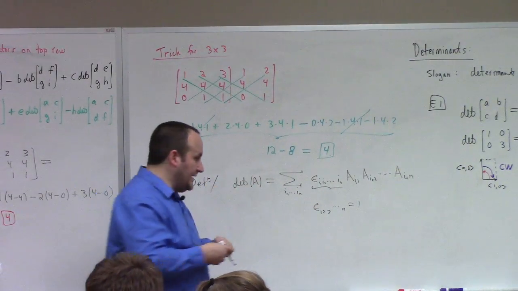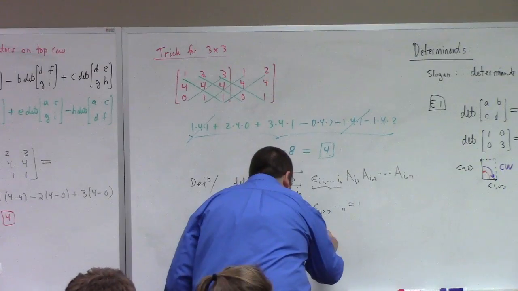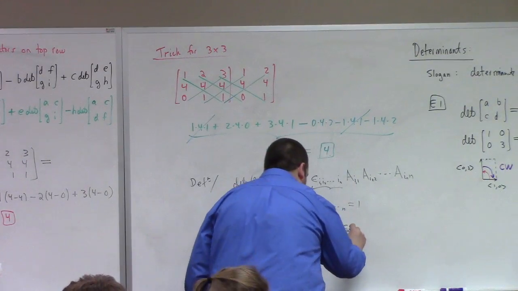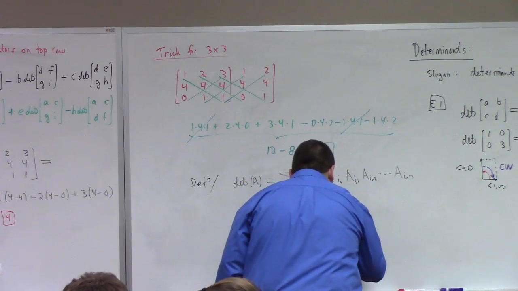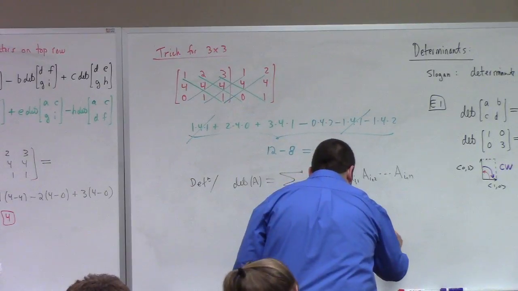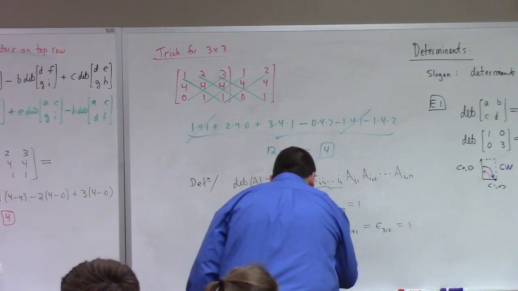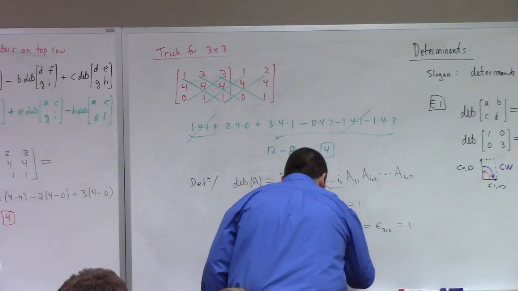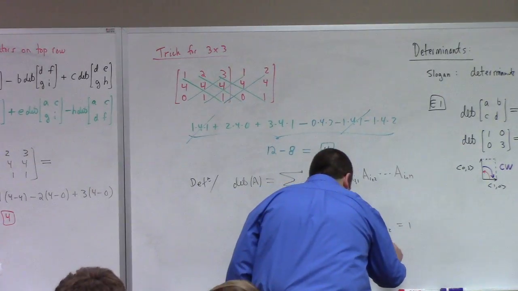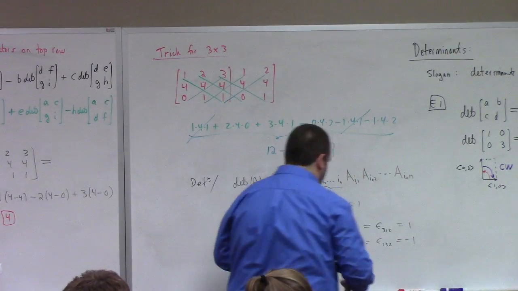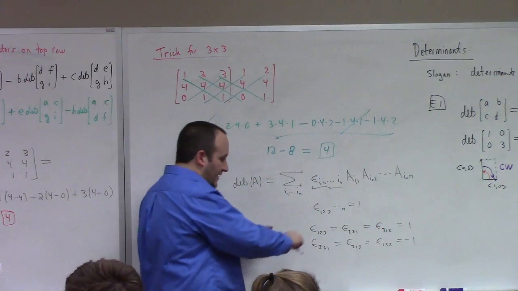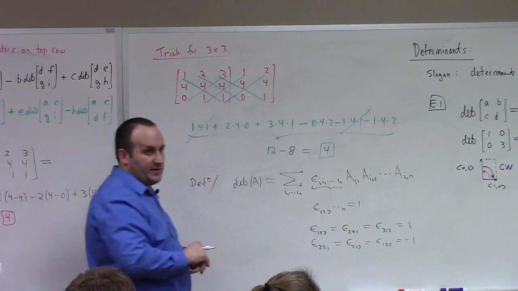So for n equals 3, you get epsilon 1, 2, 3 equals epsilon 2, 3, 1 equals epsilon 3, 1, 2, versus epsilon 3, 2, 1 equals epsilon 2, 1, 3 equals epsilon 1, 3, 2 equals minus 1. These are the 3 positive terms, and these are the 3 negative terms in the cross product.